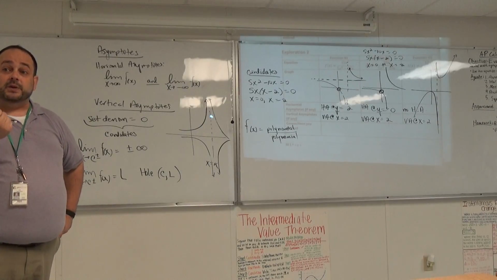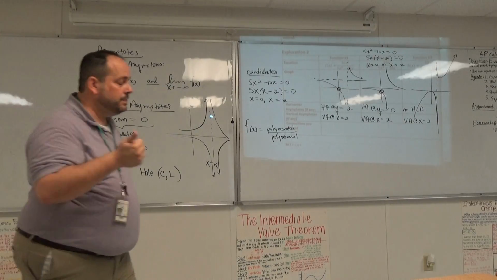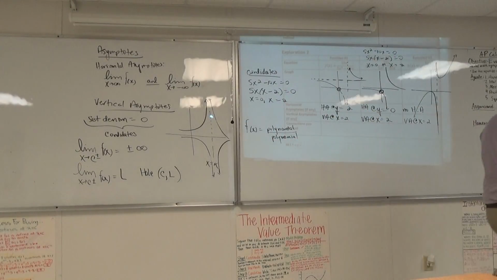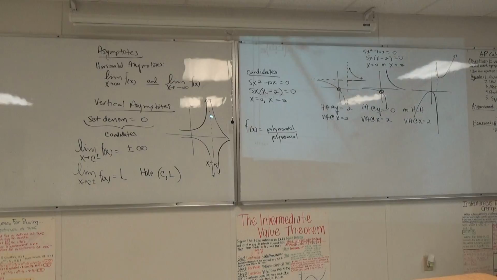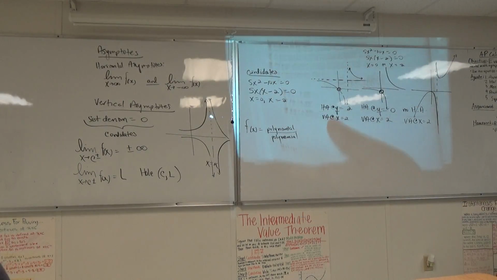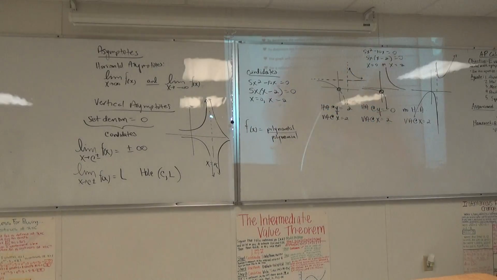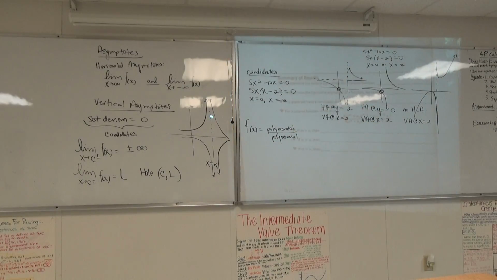Vertical asymptotes, we focus on the denominator. Okay, so we're not going to finish up the rest of the explorations, but let's move on a little bit here. All right. So based on what you remember or just had shoved down your throat, either way, let's look at page 32.